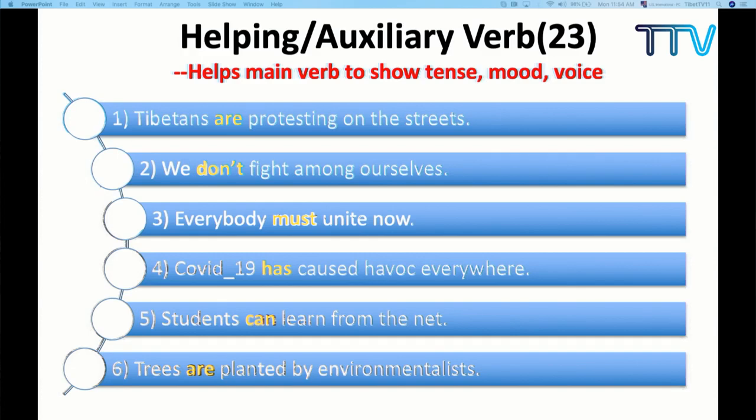Trees are planted by environmentalists. Are is a helping verb. Do you see any verb here? Yes, planted. So these are called helping verbs. What we have done up till now is the main verb or principal verb, the second one is the linking verb, and finally, the helping verb or auxiliary. Did you understand?